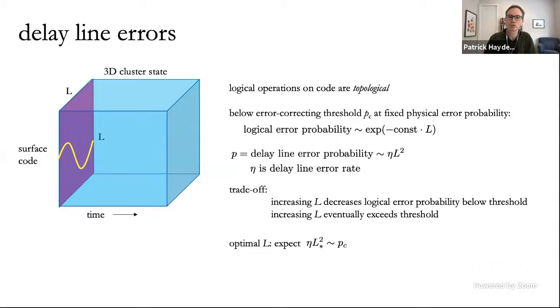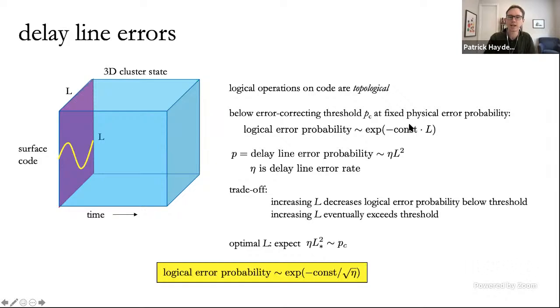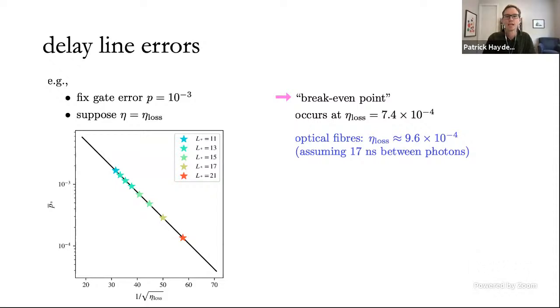And if you just substitute that expression for L into the logical error probability, what you find is that the logical error probability is going to scale exponentially with minus 1 over the delay line error rate, which is just another way of saying that the logical qubit lifetime is going to scale exponentially with the lifetime of a qubit in the delay line. So that was a heuristic argument, but we verified this experimentally. The agreement is very good.